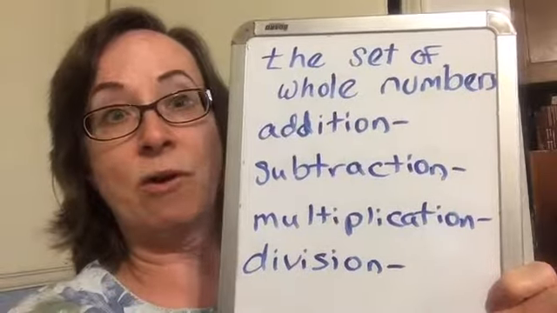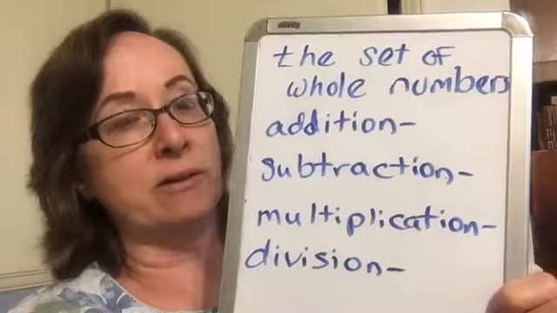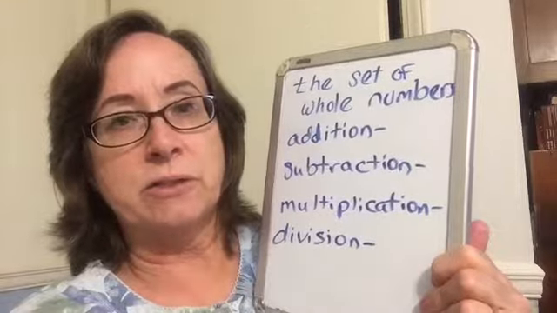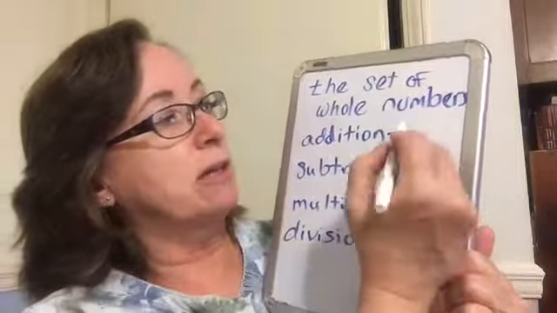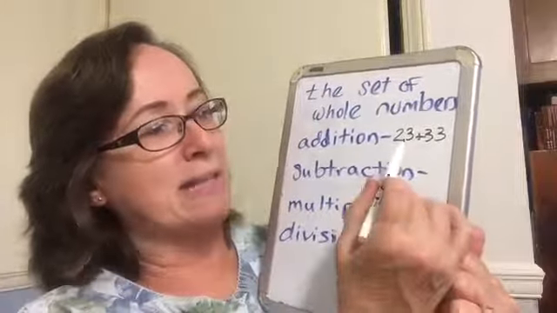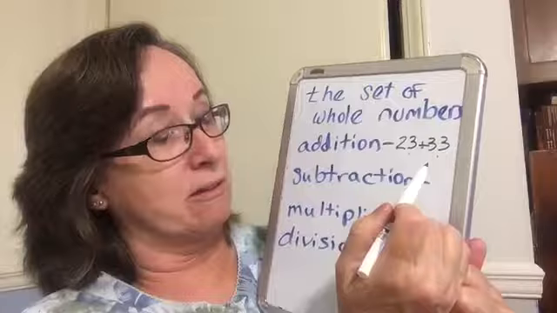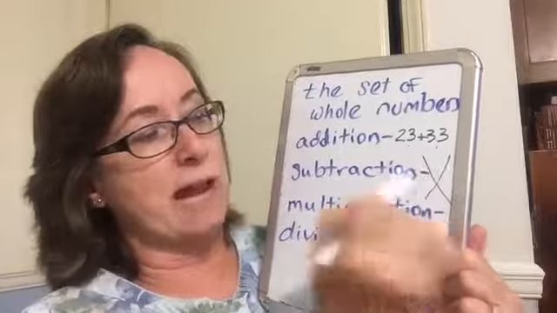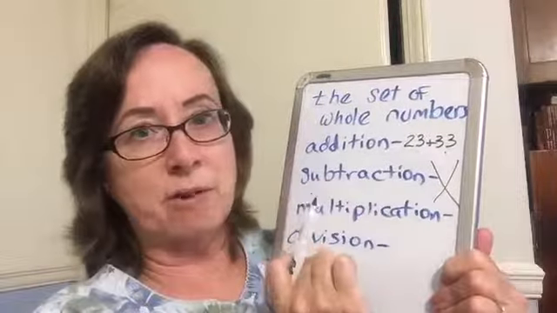All right, so let's look at another set: the set of whole numbers. If you took two whole numbers and added them together, would you stay in the whole numbers? Yes, you would. If I took 23 and 33 and added them together, I would get 56, and that is still a whole number. If I subtracted those two, I'd be in a negative number, right? 23 take away 33 is negative. So the set of whole numbers is not closed under subtraction.